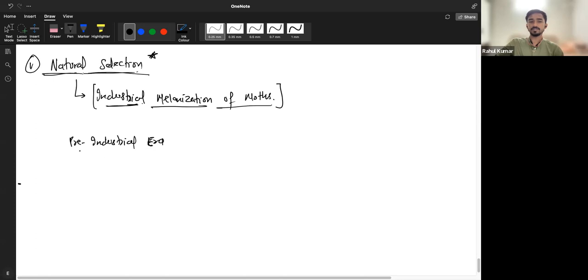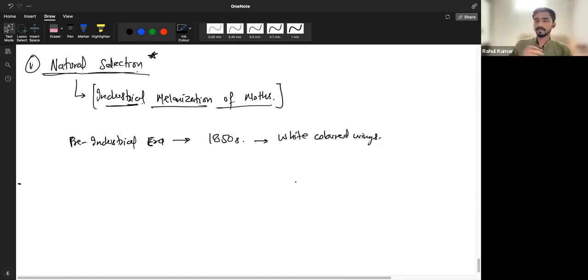Now, what happened was, in the pre-industrial era, when industries were not that much in England, there were samples collected for this species in the 1850s. Naturalists collected samples of this one species of moth from that particular area in England. They realized that in the 1850s, these moths were mostly white colored. They had white colored wings, like grayish white. So they were very light colored moths.